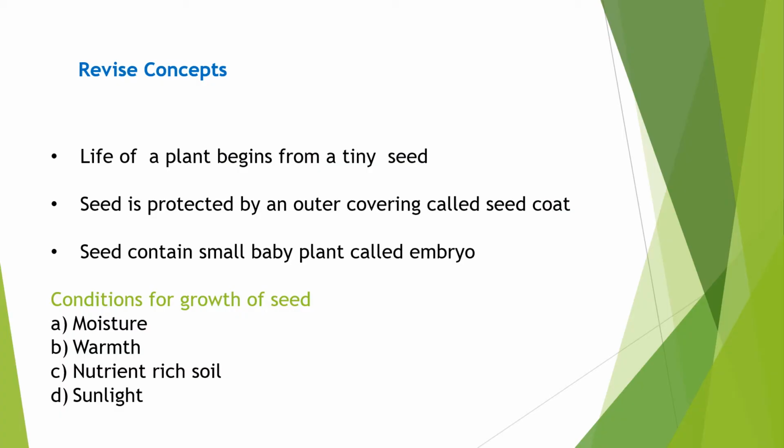Let us revise the concepts. The life of a plant begins from a tiny seed. The seed is protected by an outer covering called the seed coat. The seed contains a small baby plant called the embryo. Some of the conditions for the growth of the seed are moisture, warmth, nutrient-rich soil and sunlight.